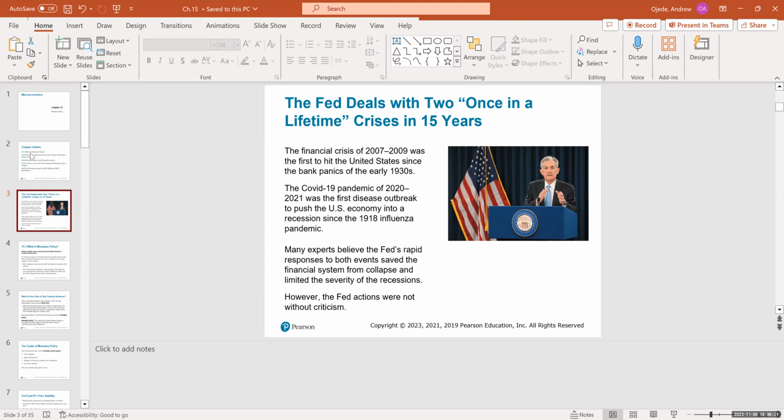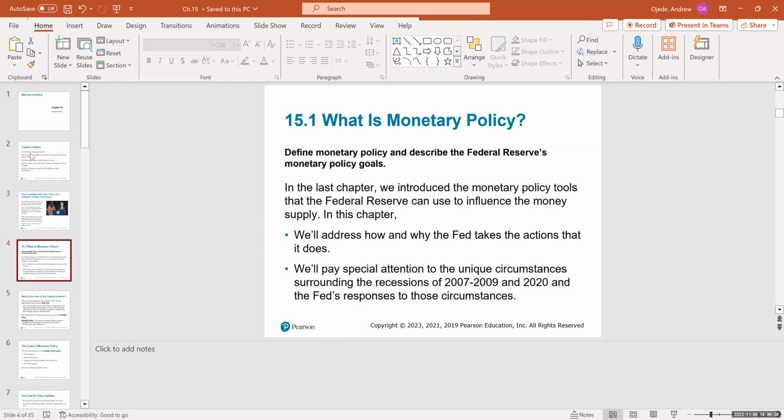Many experts believe the Fed's rapid responses to both events saved the financial system from collapse and limited the severity of the recessions. However, the Fed's actions were not without criticism. So we shall talk about that. There are people who criticize what the Fed does. So the first thing I want to pose as a question here is, what is monetary policy?